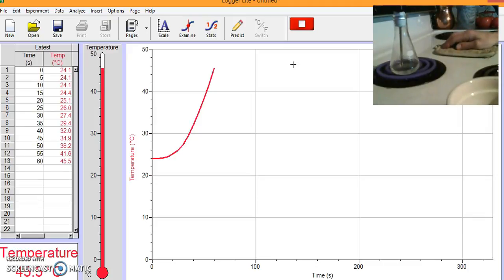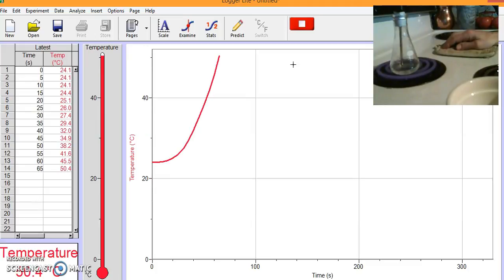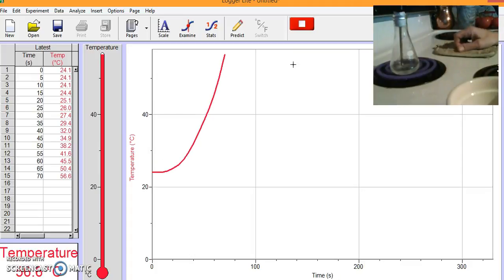Okay. Like you said, you thought our graph would shoot straight up. Not quite straight, but now, as you can see, the substance is starting to boil.